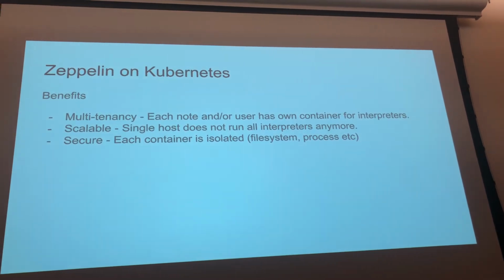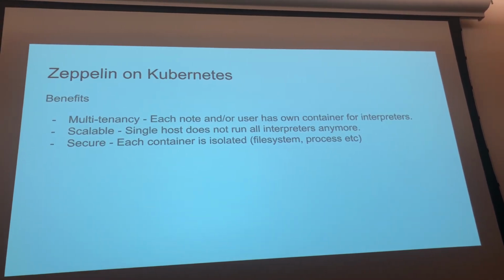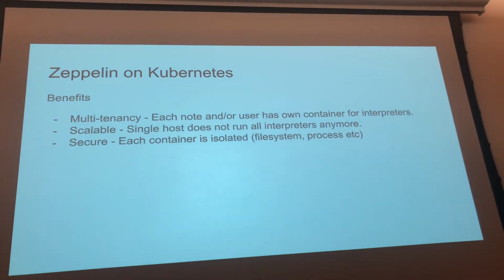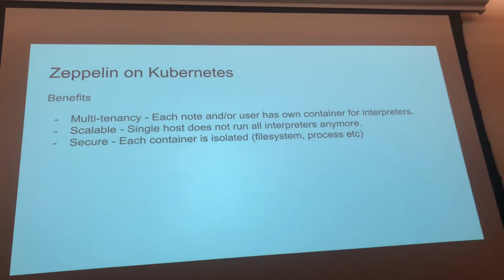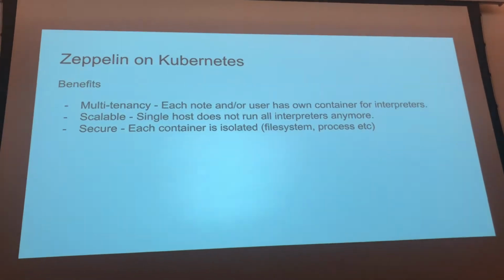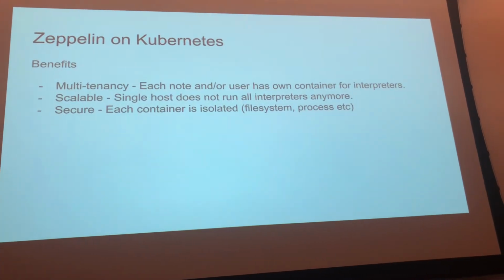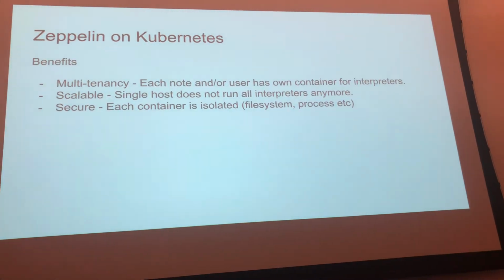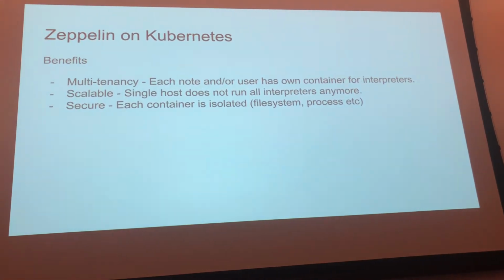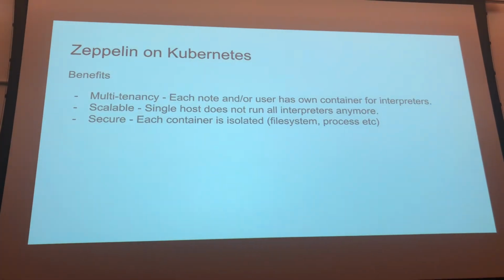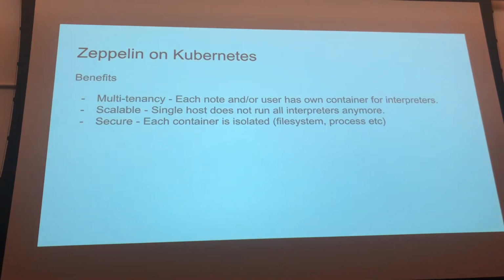Another benefit is of course scalability, because it's not everything running on your one computer. Kubernetes is scalable, and your interpreter is now not running on a single machine, but can run all over the cluster. And the last one is security. I think I mentioned it: each interpreter has its own isolated environment. No one else can see your intermediate files. No one else can read your memory. So it's more secure. I think it has a lot of benefits.